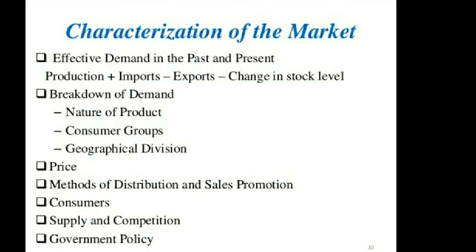We had already discussed point number or characteristic number 1, that is effective demand in the past and present, which can be identified by using the formula of apparent consumption, that is production plus imports minus exports minus changes in the stock level. Here, whenever required, the adjustment will take place.